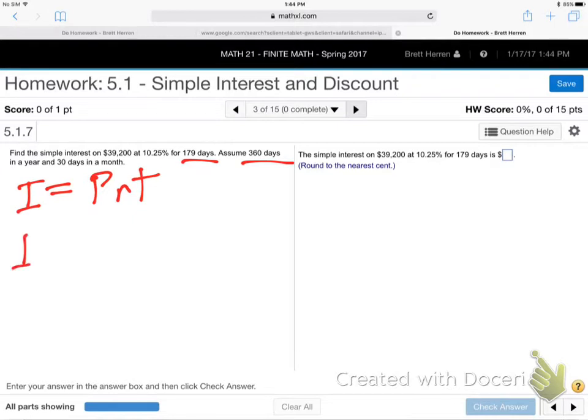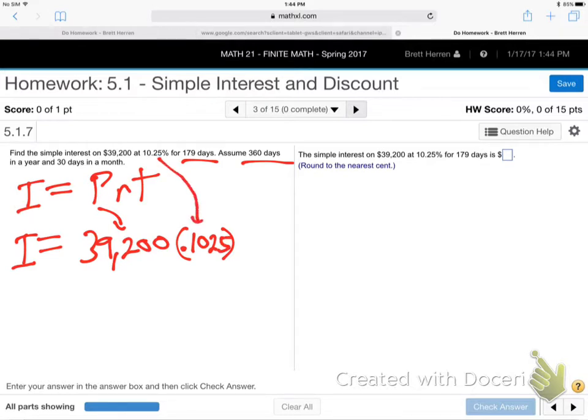So let me jump in and help. What's the principal? 39,200 times the interest rate, 0.1025. Right, move that decimal back 2 places. Can you all see that small writing? I should have made that one a little bigger. And then the time is 179 over 360. And then hit the buttons. You multiply by that 179 and divide by the 360.